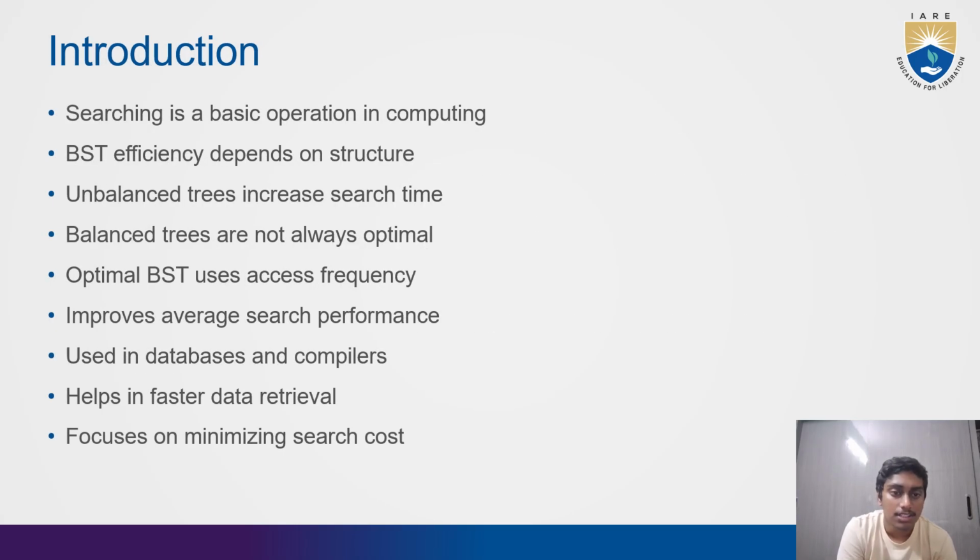Introduction. Searching is a basic operation in computing. BST efficiency depends on structure. Unbalanced trees increase search time. Balanced trees are not always optimal. Optimal BST uses access frequency, improves average search performance, used in databases and compilers, helps in faster data retrieval, focuses on minimizing search cost.